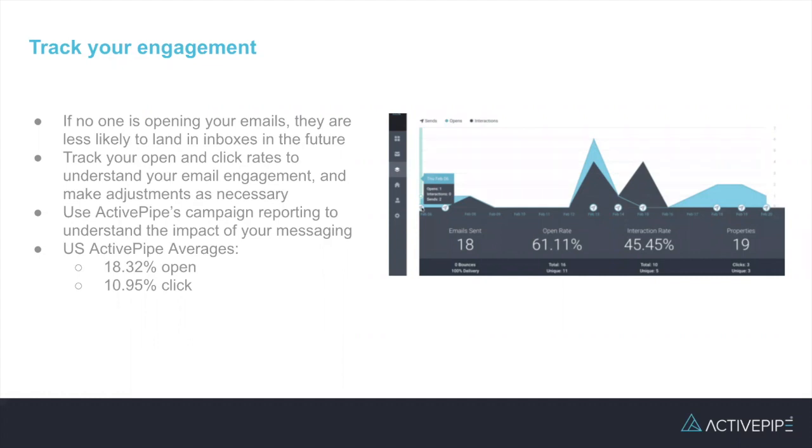And just to give you some perspective, across all of our US ActivePipe clients right now, the average open rate is about 18%, and the average click-through rate, or interaction rate as it might also be called, is about 11% among ActivePipe US client users. And I think in the real estate industry as a whole, open rates tend to be closer to 10%.